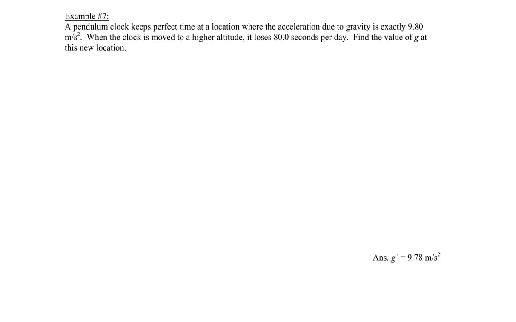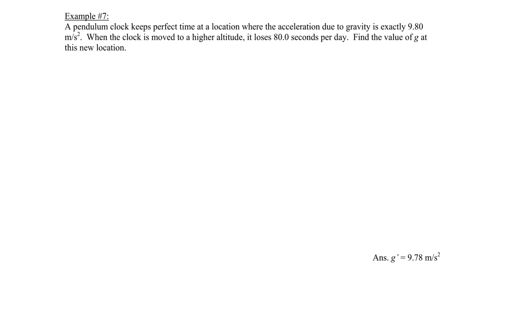Welcome to example 7. We have a grandfather clock that keeps perfect time at a location where the acceleration due to gravity is exactly 9.8 meters per second squared. When the clock is moved to a higher altitude, it loses 80 seconds per day. Find the value of the acceleration due to gravity at this new location.